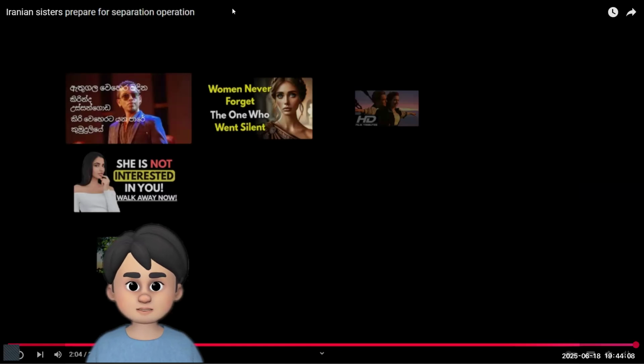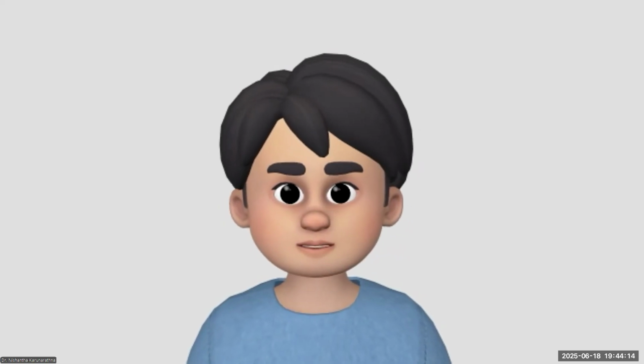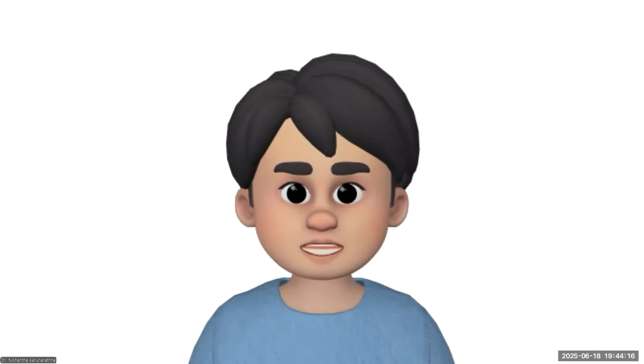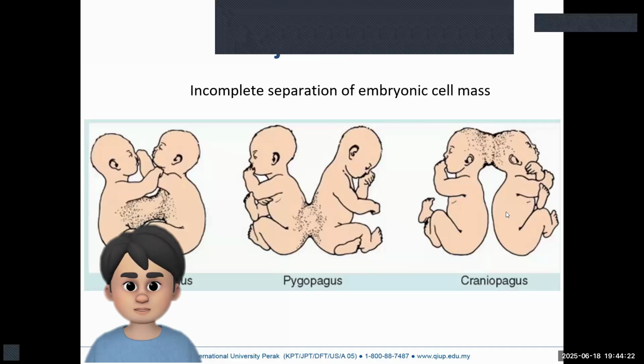Right. So now you know that that's a real story in Iran. They actually died during the surgery. They died. So that is craniopagus, right?